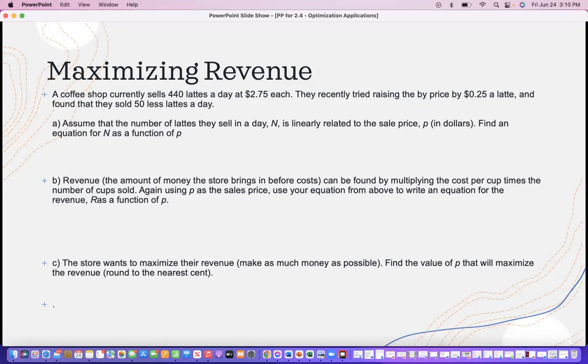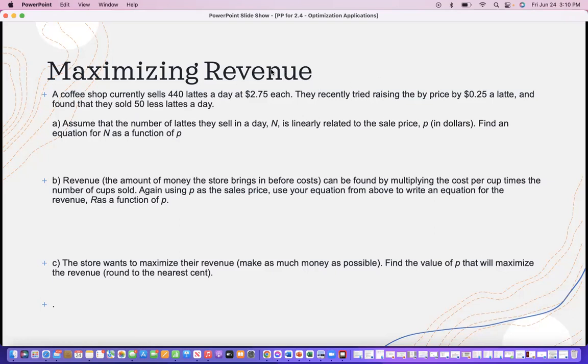We're told that a coffee shop currently sells 440 lattes a day at $2.75 each. They recently tried raising the price by 25 cents per latte and found that they sold about 50 fewer lattes that day. And so the question we start off with: assuming the number of lattes they sell in a day, N, is linearly related to the sale price, P in dollars, find an equation N as a function of P.